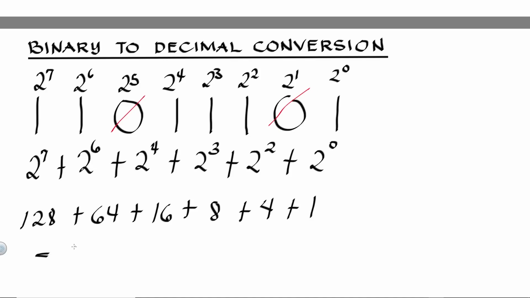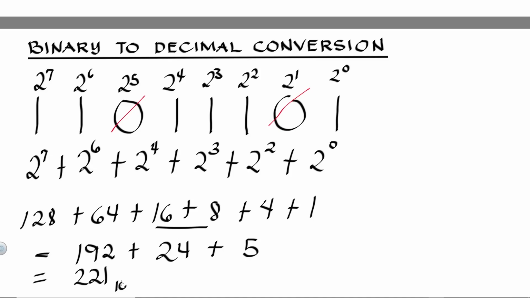Then 128 plus 64 is equal to 192. 16 plus 8 plus 4 plus 1 is equal to 29. Then 192 plus 29 is equal to 221 base 10. So the decimal equivalent of 1101101 is 221.